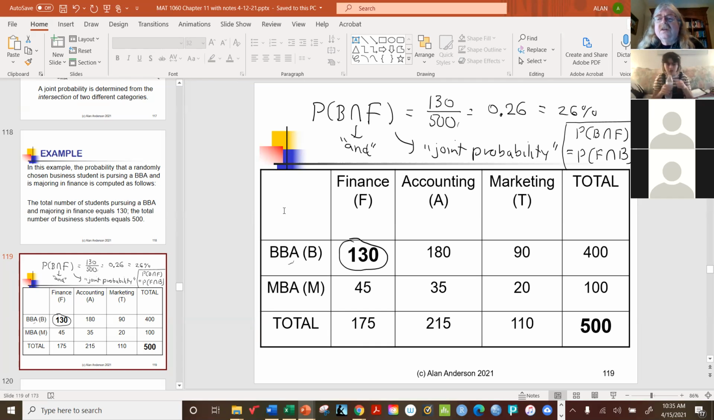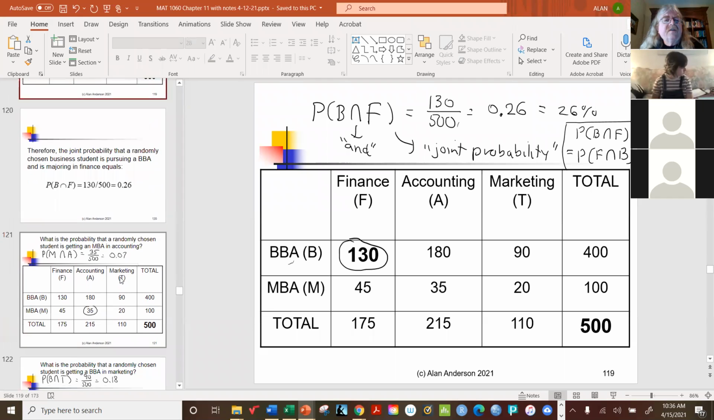But we're literally just randomly picking somebody out of this population, and we're saying, all right, what's the likelihood that the person I pick is a bachelor's degree student who's studying finance? Now, all the joint probabilities can be done in exactly the same way. For example, if I wanted to know the probability of somebody getting an MBA in accounting, I would have 35 out of 500, because all I'm doing is counting up how many people fall into that category out of the total number of students in the business school. So the joint probabilities are very straightforward.